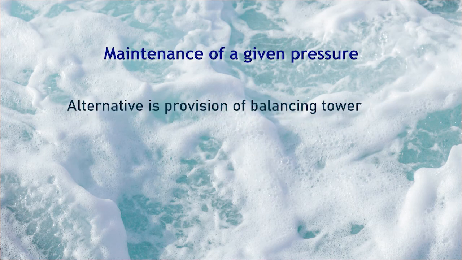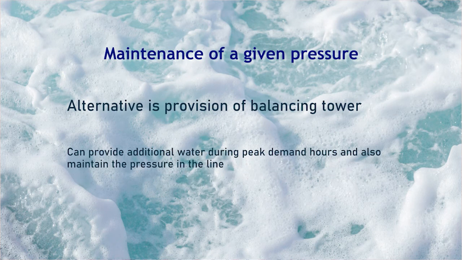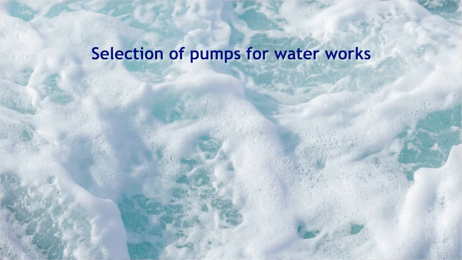An alternative to such an automated system is provision of a balancing tower. A balancing tower can provide additional water during peak demand hours and will also help us in maintaining the pressure in the water distribution lines. Let us discuss the criteria that we use for selection of pumps for waterworks.